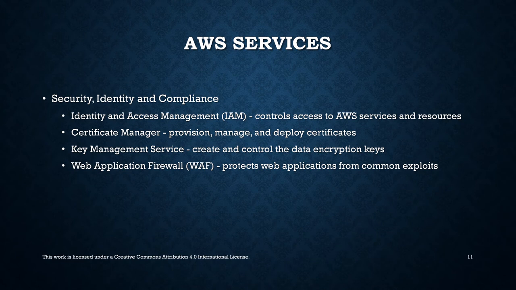Several critical services are available in the security, identity, and compliance category and include Identity and Access Management, IAM, Certificate Manager, Key Management Service, and Web Application Firewall, and more. The Identity and Access Management Service is used by most AWS consumers on a regular basis. IAM controls access to AWS services and resources for users. In this service, you can define users, roles, groups, and manage passwords and permissions. IAM also provides federated user management, where existing identities within an enterprise can be granted AWS access, without the need to create an IAM user account.